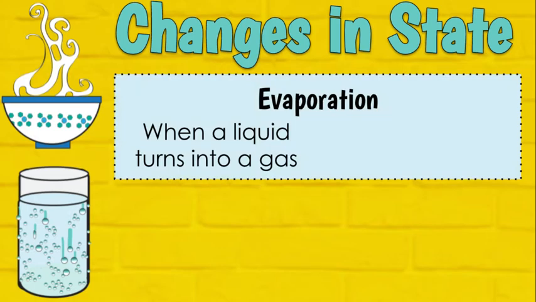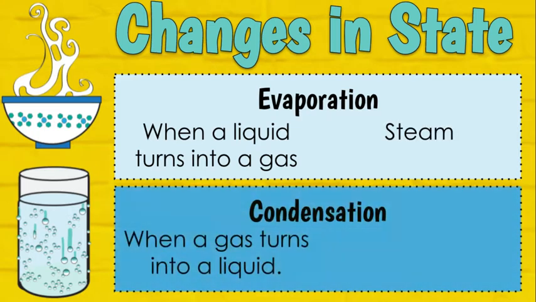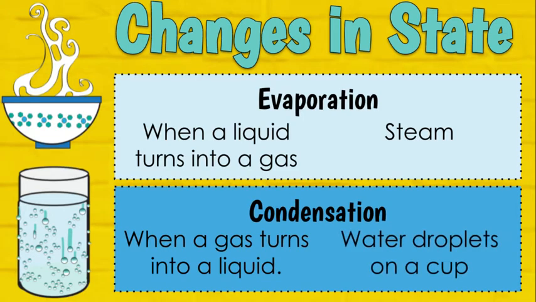Changes in state of matter, we talked about this with the water cycle. Evaporation is when a liquid turns into a gas, so steam. Condensation is when a gas turns into a liquid. This is water droplets on a cup.